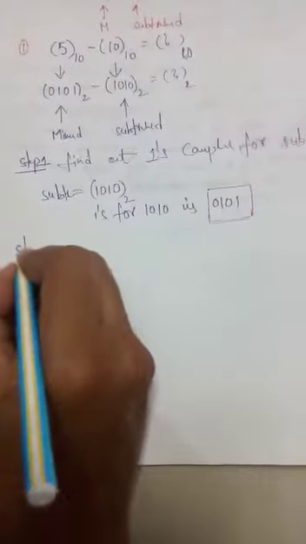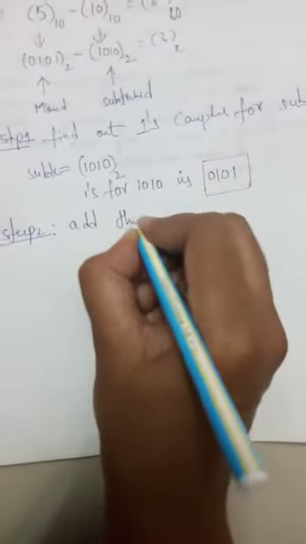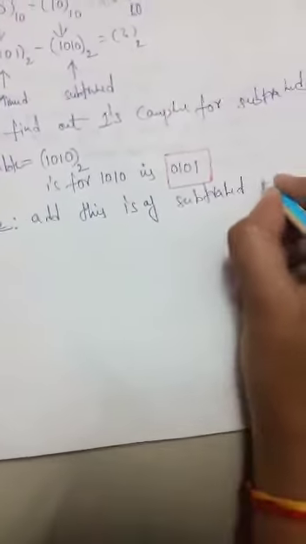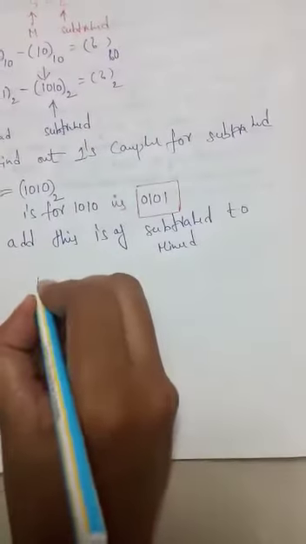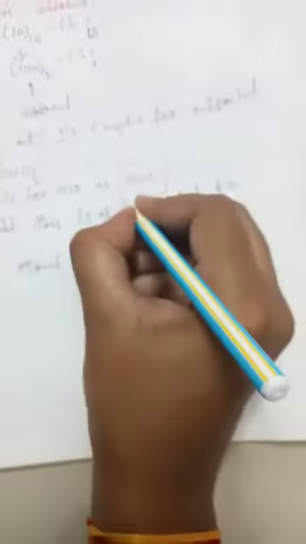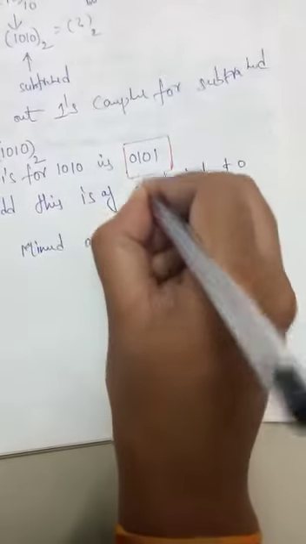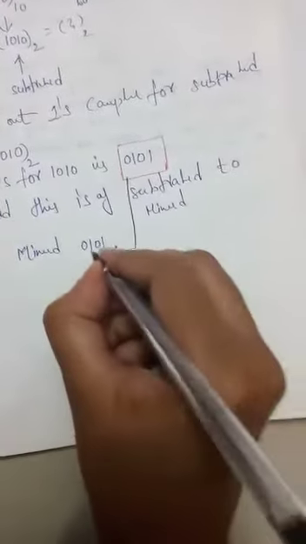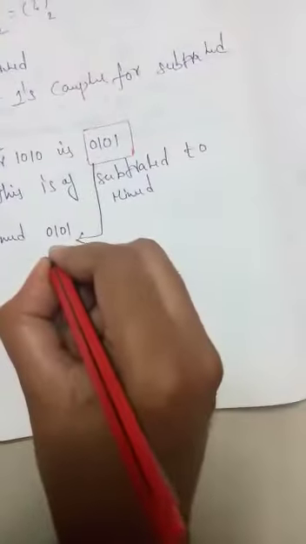Next, step 2. In step 2, add this 1's complement of the subtrahend to the minuend. Here the minuend is 0 1 0 1 and this is the 1's complement of the subtrahend. I am adding these two numbers together.